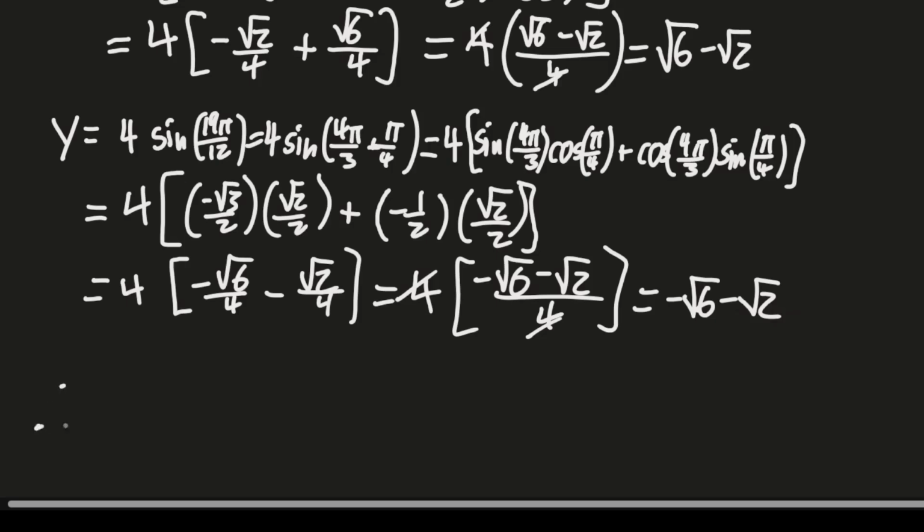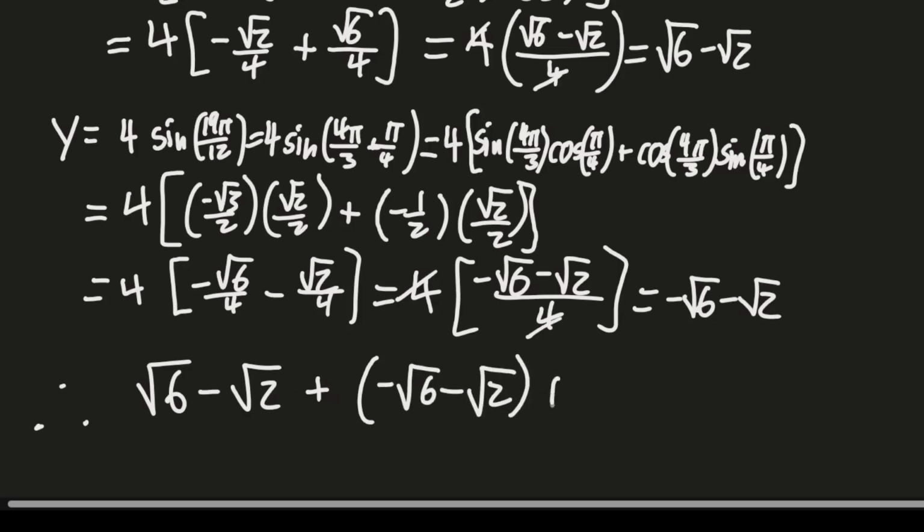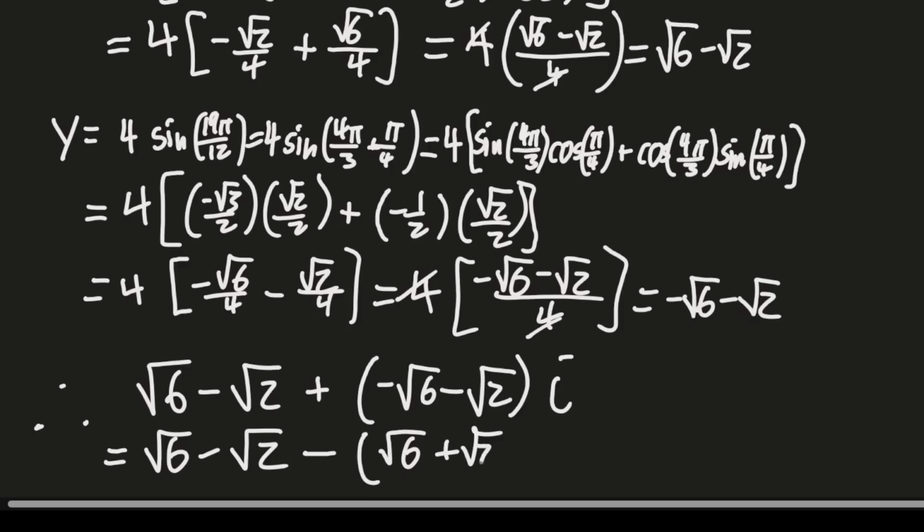Therefore, we have everything we need. We can write this complex number as square root of 6 minus square root of 2, and then our imaginary part, negative square root of 6 minus square root of 2 times i. We can simplify this a little bit. We can pull the negative out of this parenthesis here. So this just becomes a subtraction, and we get square root of 6 plus square root of 2 times i.